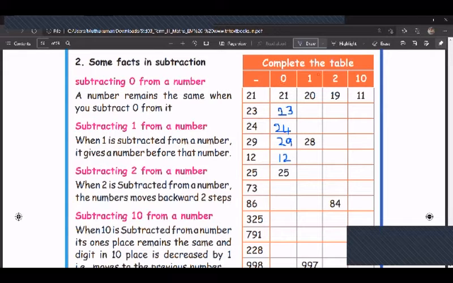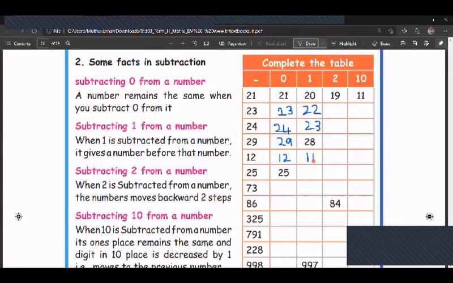23 minus 1. What will be the before number of 23? 22, isn't it? So, 22 is the answer. 24 minus 1. What is the before number of 24? 23. 29 minus 1. Before number of 29 is 28. 12 minus 1. Before number of 12 is 11, isn't it?